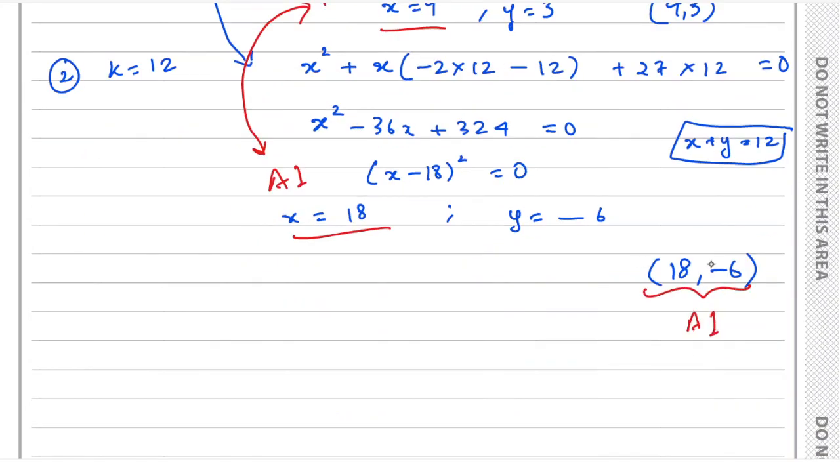If you don't write, or if you choose both the answers and say both are intersecting points, you will not get that particular mark. You have to state that only that particular coordinate of 18 comma minus 6 is there, then only you will get the last mark.